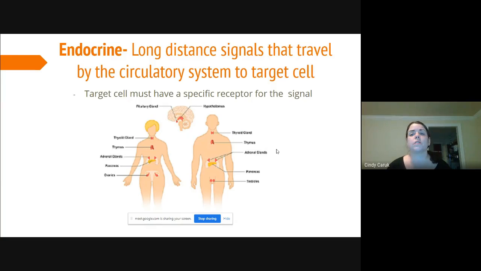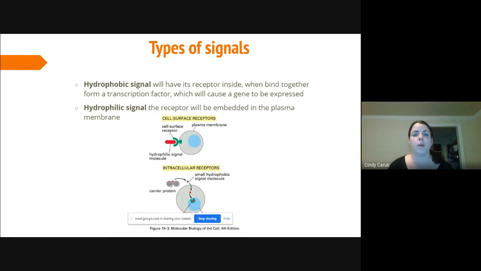Our long-distance signals that travel by the circulatory system to our target cells are in our endocrine system. So the target cells have to have a specific receptor for the signal. And we looked at a few types of signals. We looked at hydrophobic signals. They have the receptor inside. It can either be in the cytoplasm or it can be in the nucleus. And when that hydrophobic signal binds to the receptor, it's going to act as a transcription factor. So it's going to cause genes to be expressed. And again, this loops right back into Unit 6.